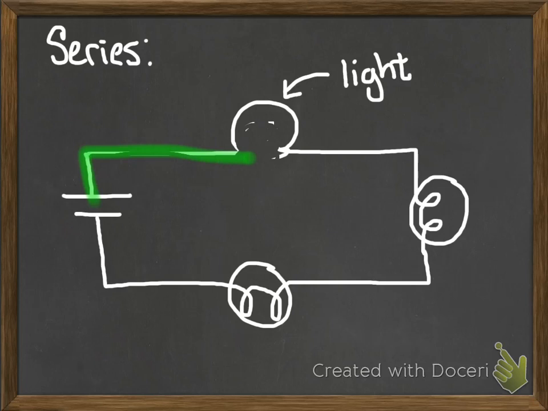Here's an example of a series circuit: old school Christmas tree lights. When one light bulb went out, you had to take all the light bulbs out, plug them all back in one at a time to figure out which light bulb was burnt out. So that's not really practical for most applications in your house.